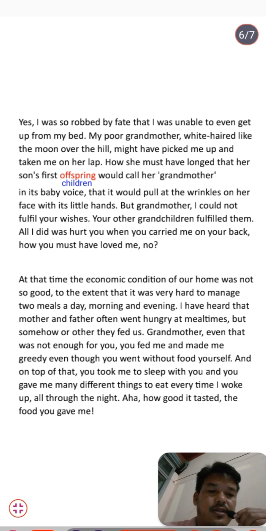Students at that time, it was very difficult for them to manage two meals, because the financial condition of our family wasn't good, and the condition of our house wasn't good either. To arrange two meals every day, morning and evening, was extremely tough.